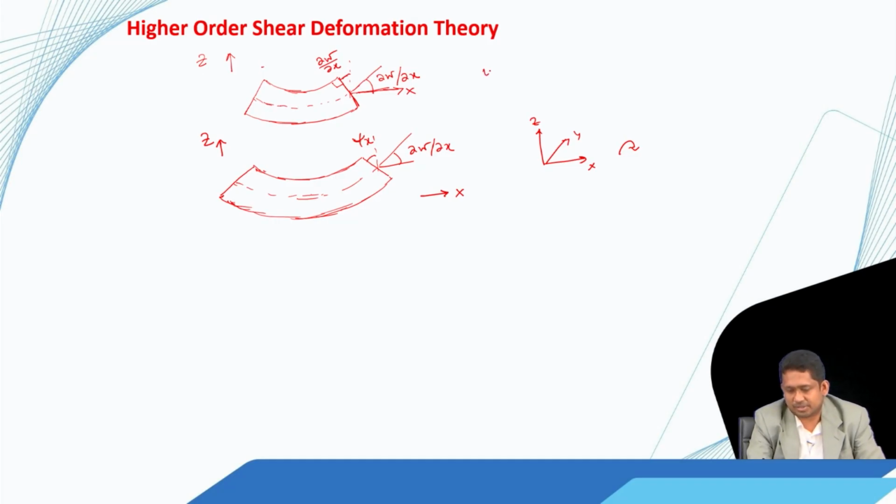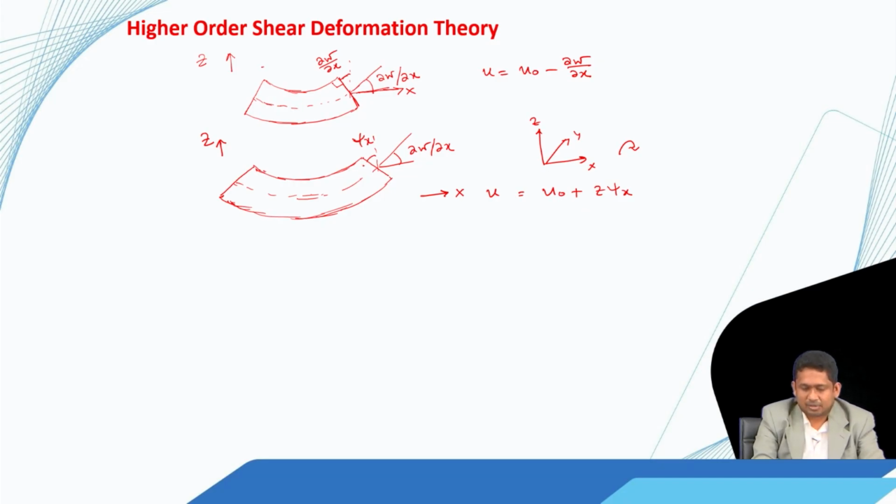So, here the assumption was u is equal to u0 minus del w by del x, and here it is u is equal to u0 plus z into psi x. I am doing it only for a section if I view it along y direction, that means in the xz plane. Now, here we relaxed one assumption. So, this 90 degree no more remains preserved, but still this plane after bending remains plane, and because of that our shear stress remains constant throughout the thickness.